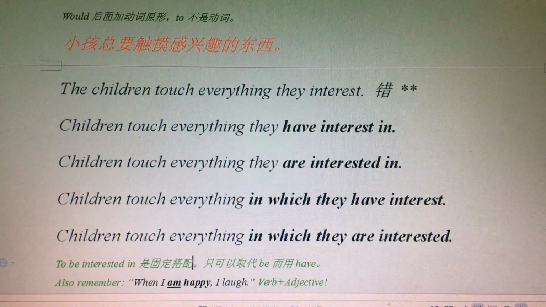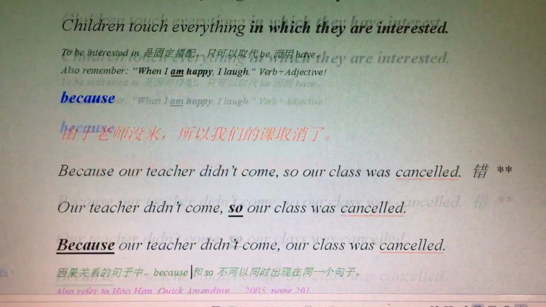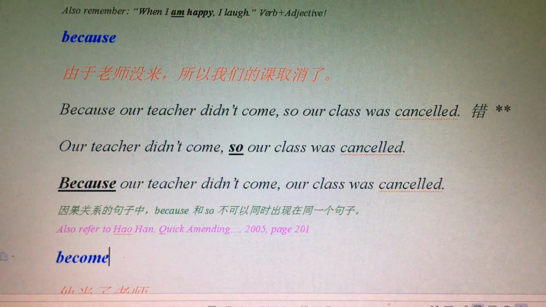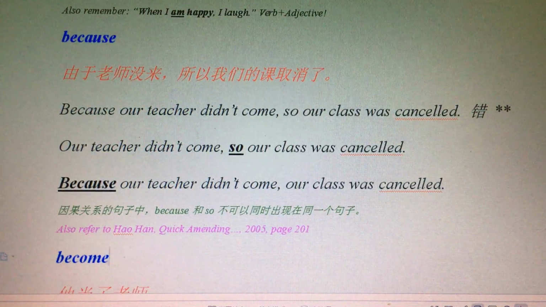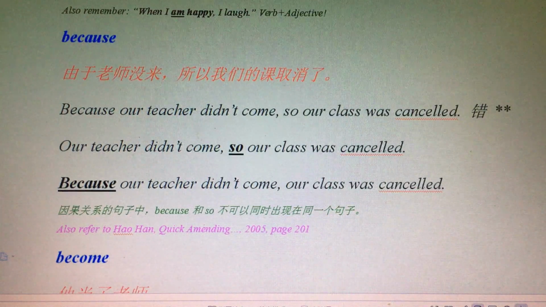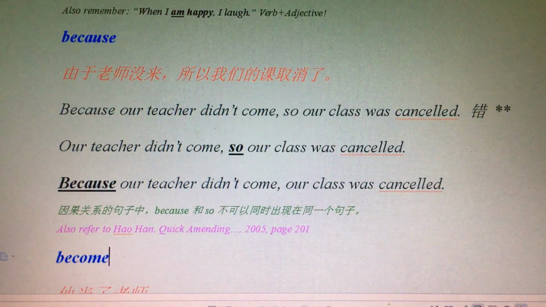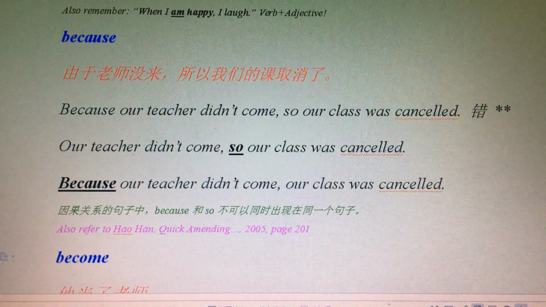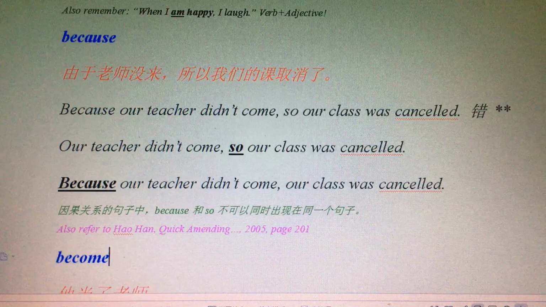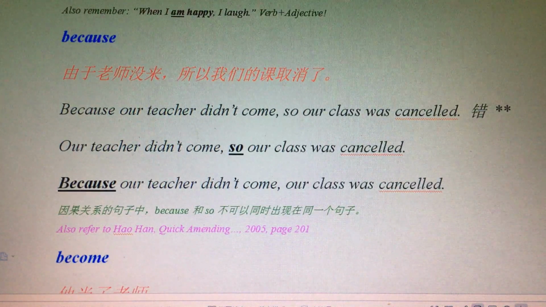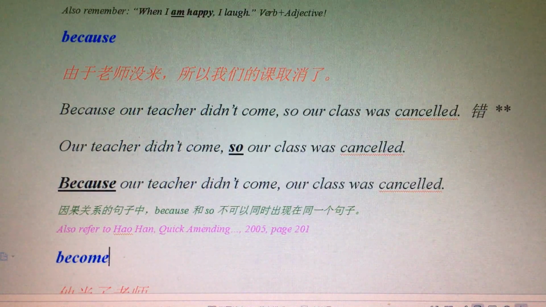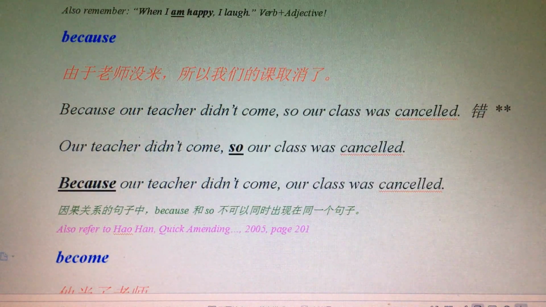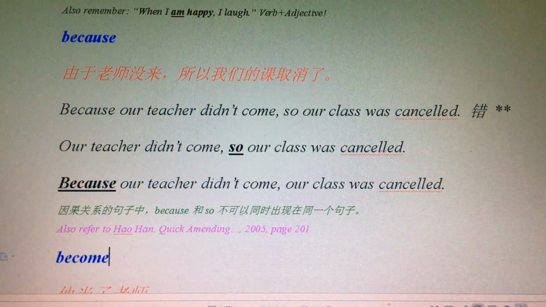Okay, so let's go down. "Because our teacher didn't come, so our class." This is a pretty common mistake. It's not really serious, meaning that I understand what you say, but we don't use "because" and "so" together. "Although" and "but," we don't use them together. So remember those two and try not to make this mistake. All right, let's go down.